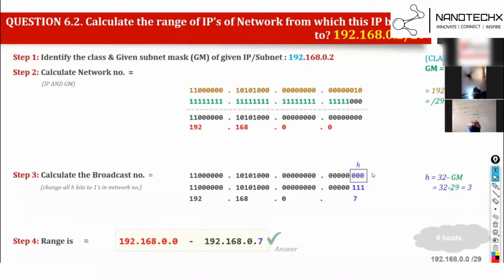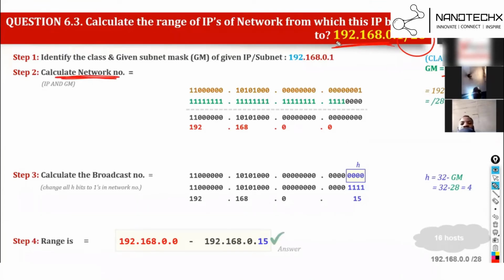Okay, so let's do another one. This one is /28. Now they have given us /28. The IP address is this one. We have to calculate the range, right? Same thing. The given mask is 28 and the class is C.